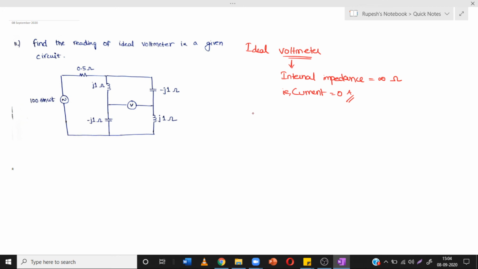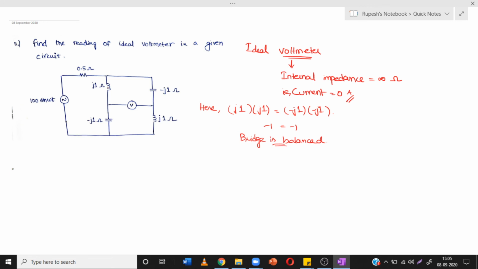Now, if you observe closely this circuit, it appears in the form of a bridge. Is it a balanced bridge? Let us check. The opposite resistances we multiply. Okay, here the opposite resistances are J1 into J1 is equal to minus J1 into minus J1. Okay, that means minus 1 is equal to minus 1. So the bridge is balanced.